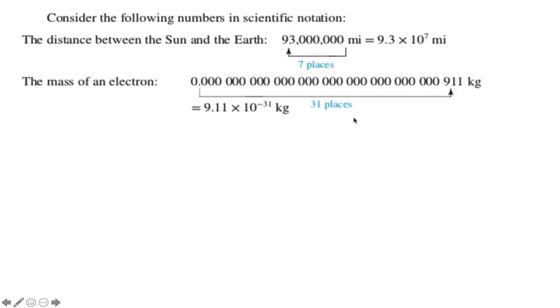Now if I go the other direction, I need to take this decimal and move all the way over here, so that again, this number is between 1 and 10. So 9.11 times, this is 31 places, so that means that I need the exponent to be negative 31, because that means that I take this decimal and I move to the left 31 places. So again, negative exponent means I go to the left. If I go to the left, I get the original number.